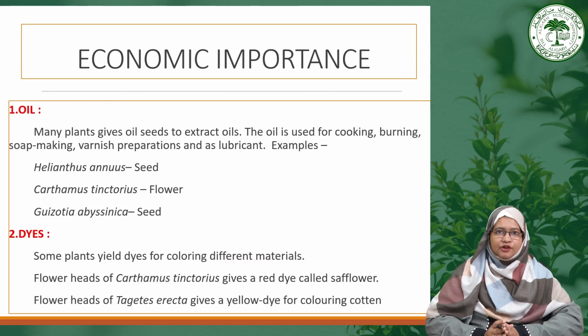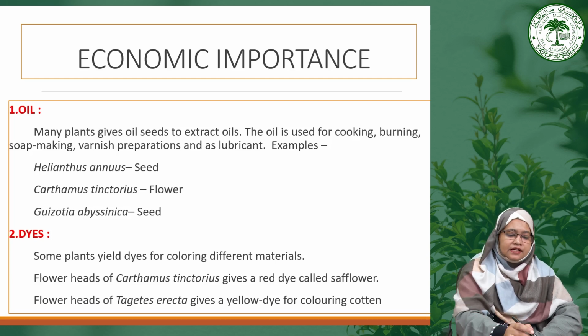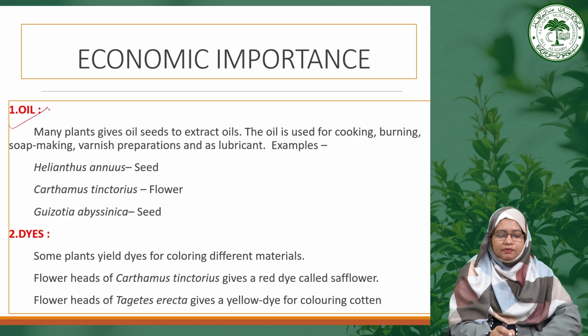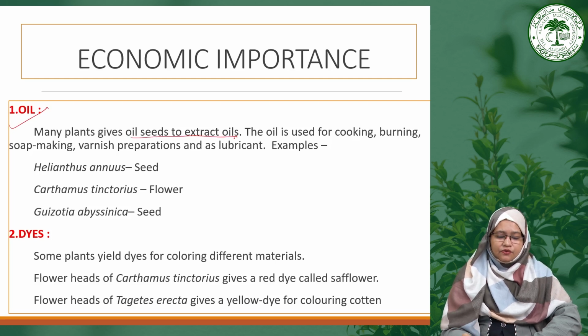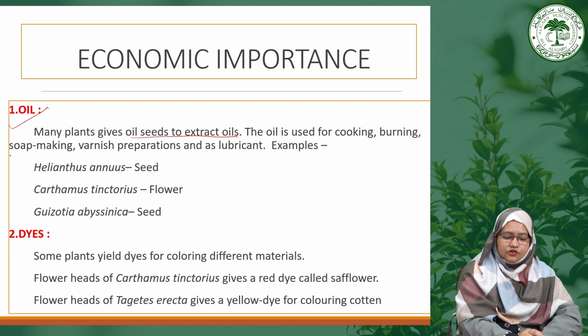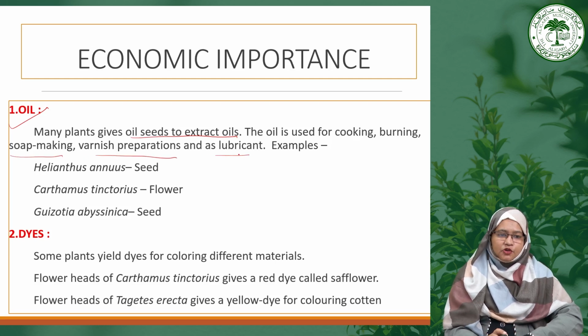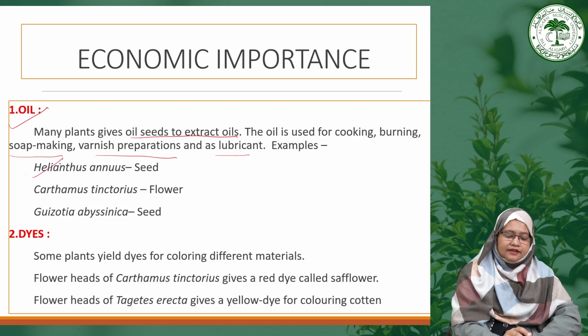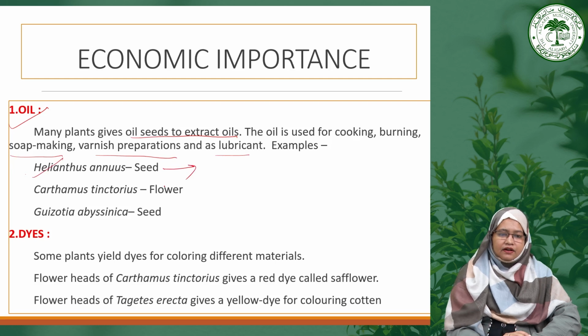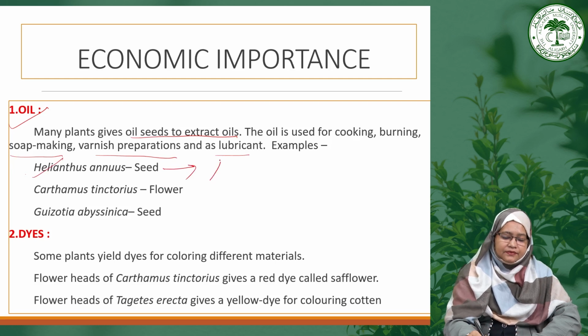So if you see the economic importance of this particular family, Asteraceae, most of the major economic importance of this plant family is that they are oil yielding plants. Many plants give oil seeds, right? And the oil is used for cooking, burning, soap making, varnish preparation, and as a lubricant. And the most common example is Helianthus annuus. Have all may have eaten the sunflower oil.